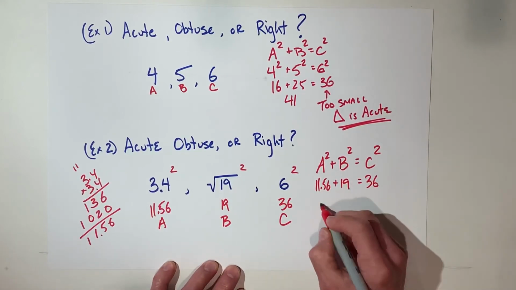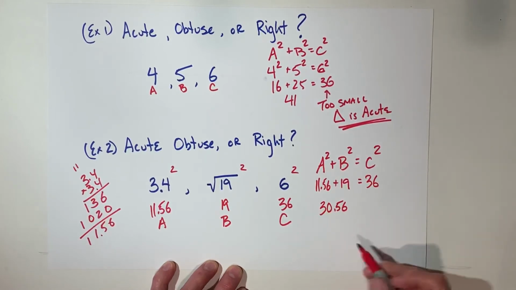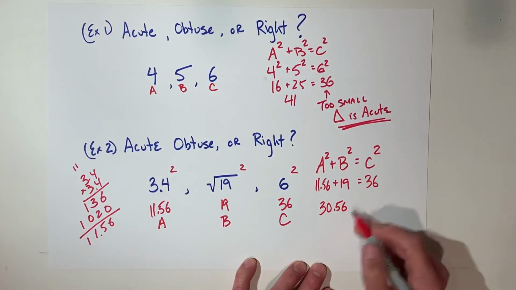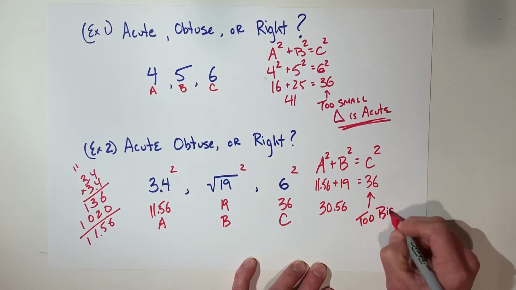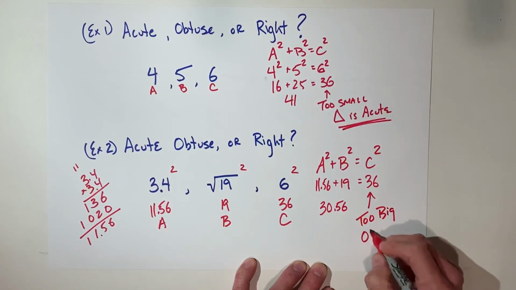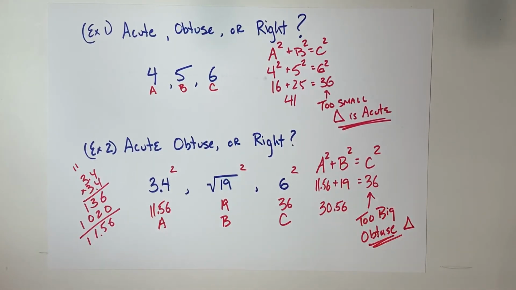11.56 plus 19 is 30 with the decimal 0.56 on the end. And what you'll notice is this. Look, I get 30.56. This number here is too big for our pattern. Too big means obtuse. Okay, so we have an obtuse triangle. And that's really it. So that is how you classify triangles using 3 sides and the Pythagorean theorem.